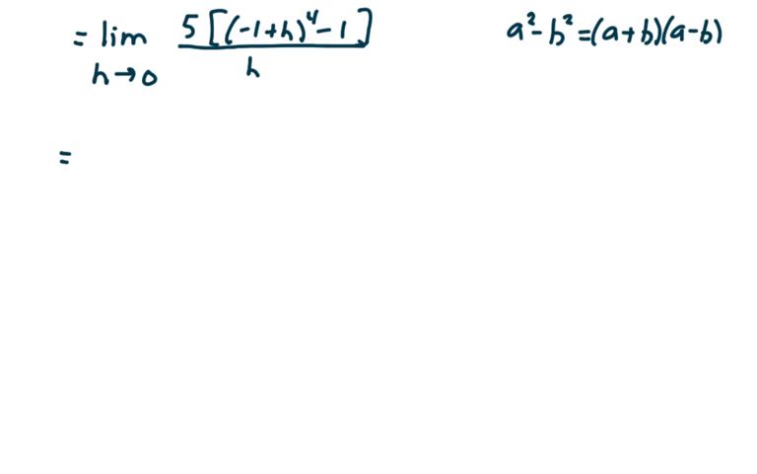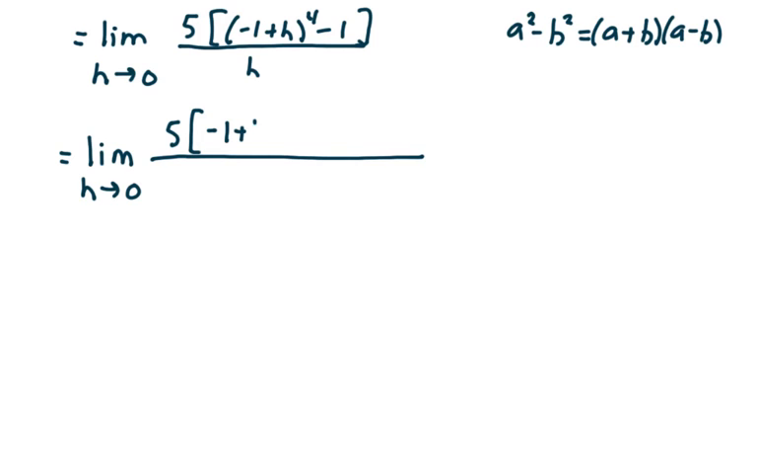And remember that a squared minus b squared is a plus b times a minus b, right? And so what I like about that is I could write it this way. You get the limit as h goes to 0 of 5 times negative 1 plus h to the 2nd plus 1, times negative 1 plus h to the 2nd minus 1. And we're dividing by h.